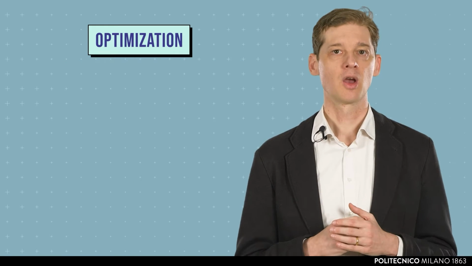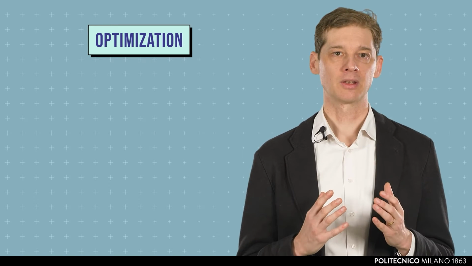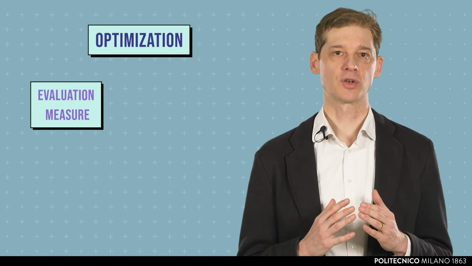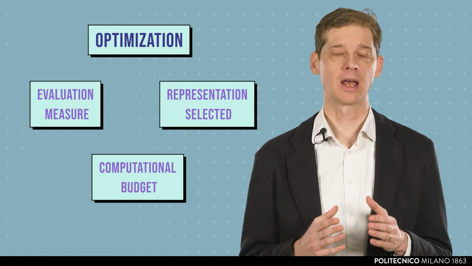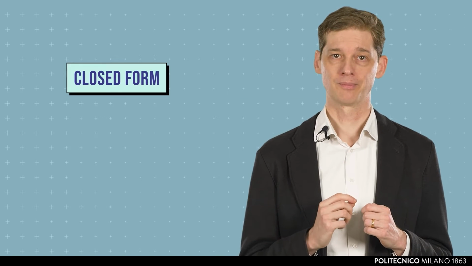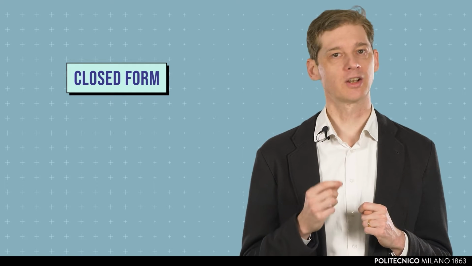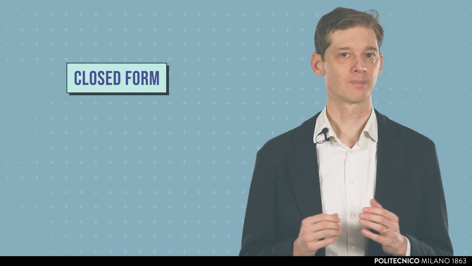As for the third component, optimization, we only have a few options. The choice of the optimization method is influenced by the evaluation measure and the representation selected, together with the computational budget at our disposal. For instance, if we need to find the linear model that minimizes the mean square error, the optimization problem can be solved in closed form, even if we can choose to use a gradient descent approach when the number of samples and parameters is very large.